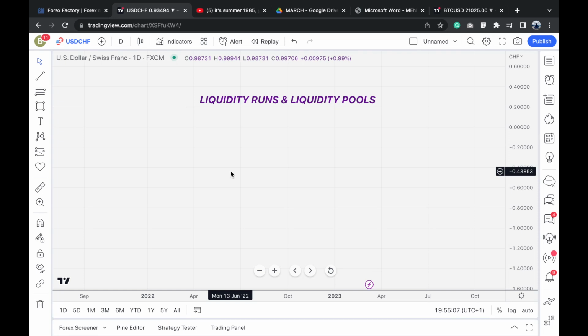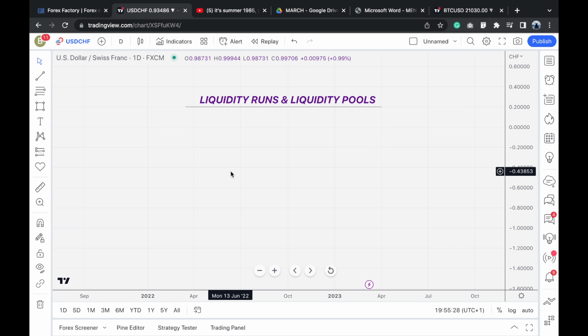Liquidity refers to the degree to which a market, which is an asset or a security, can be quickly bought or sold in the market without affecting that asset's price. When we look at price, we're looking at where existing orders will reside in the marketplace.